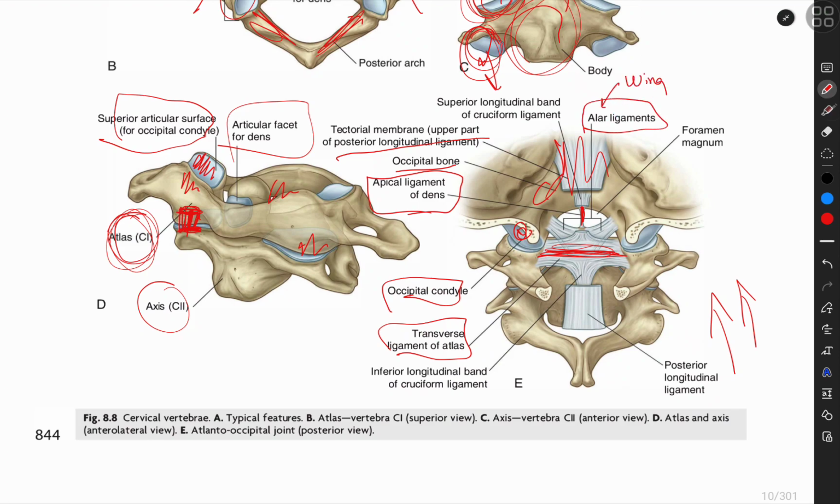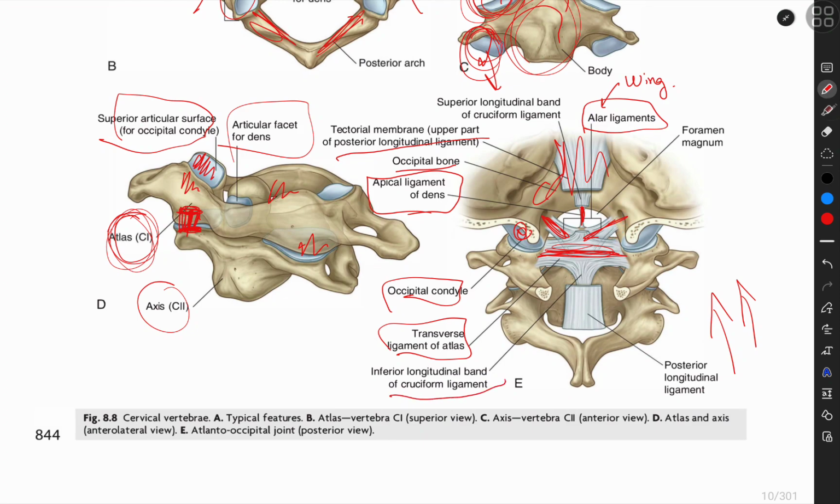Ala is wing, so these look a little bit like wings. Anatomists are extremely creative. They're too creative for their own good, but okay. Superior longitudinal band of cruciform ligament.